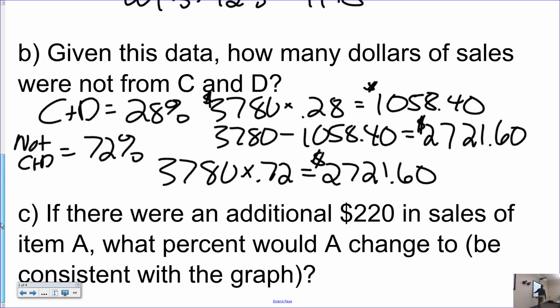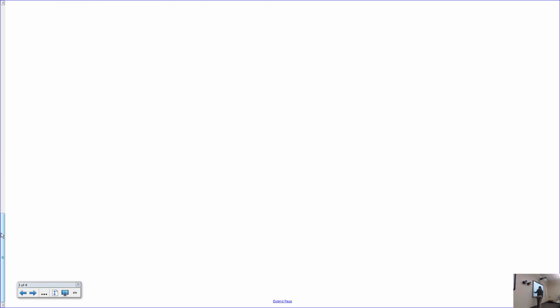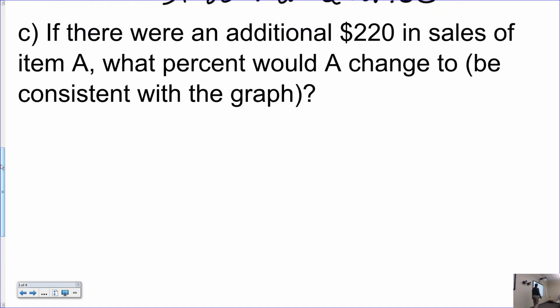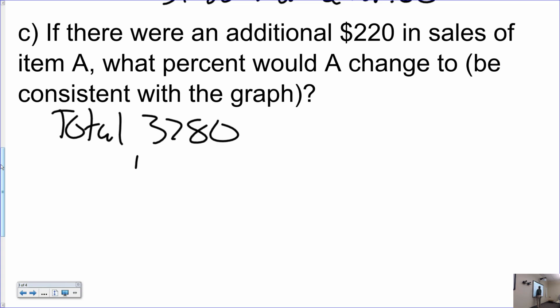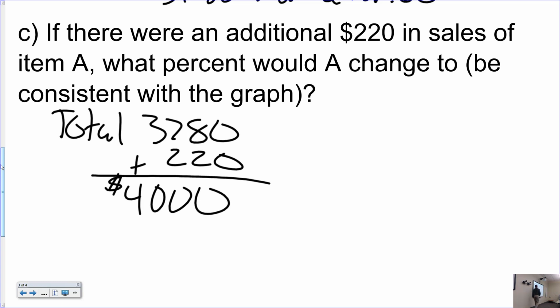And then last but not least, the fun question. If there were an additional $220 in sales of item A, what percent would A change to? And then it says, be consistent with the graph, whatever that means. So if there were really an extra $220 that we need to put into item A, what would we do? Wouldn't you add the 220 to our original total? All right, good. Don't forget to add it to the total, too. Because our total is going to change from $3,780 to a nice even $4,000.